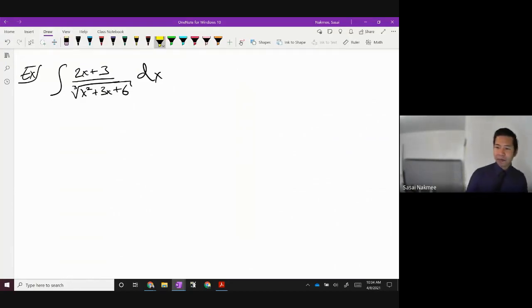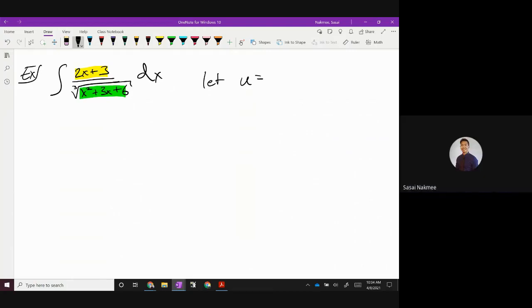You guys see these functions? The two factors. Here's one factor, here's the other factor. I'm hoping you see that 2x does look like a form of the derivative of x squared, right? Because the derivative of x squared is going to be about 2x. Now that I see that, I'm going to let u equal the form that is not the derivative. And x squared plus 3x plus 6 is definitely the one that's not a derivative.